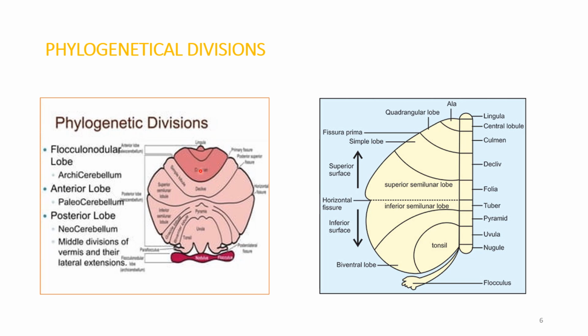This is the anterior lobe. This whole thing is the posterior lobe. This is the flocculonodular lobe, so the flocculonodular lobe is called the archicerebellum. The posterior lobe is called the neocerebellum, with the vermis and its lateral extension. And the anterior lobe is called the paleocerebellum.